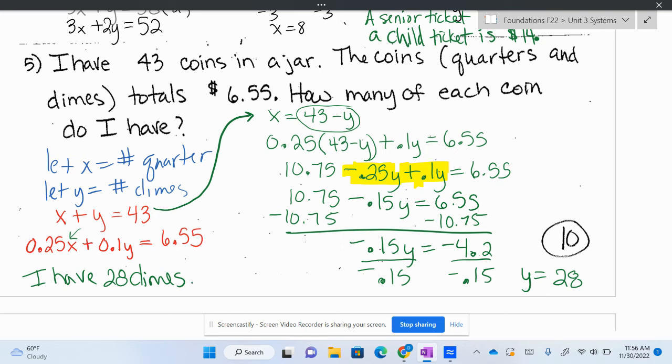How many total coins do I have? 43. What's 43 minus 28? And 15 quarters.